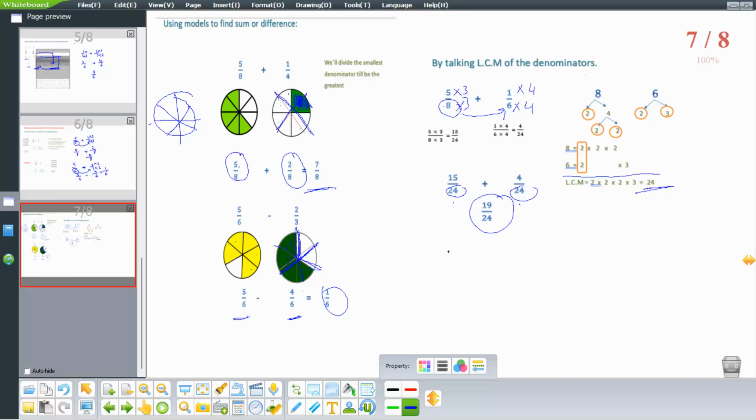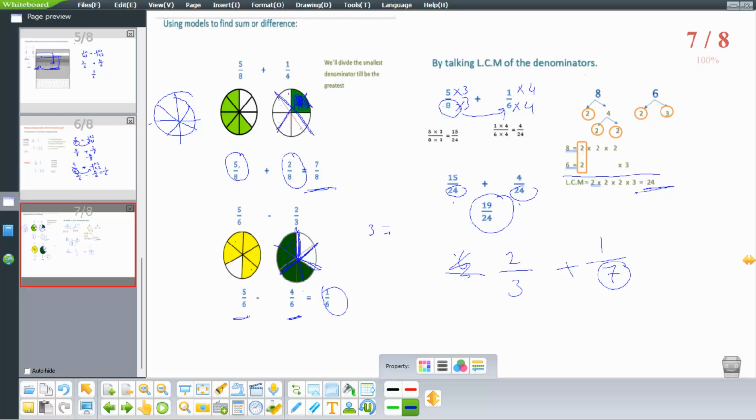Let's see another example. If we have, for example, 2 over 3 plus 1 over 7. Okay. Here, the biggest denominator is 7. Ask yourself, is 7 a multiple of 3? No. Okay. So we must find the LCM of 7 and 3.